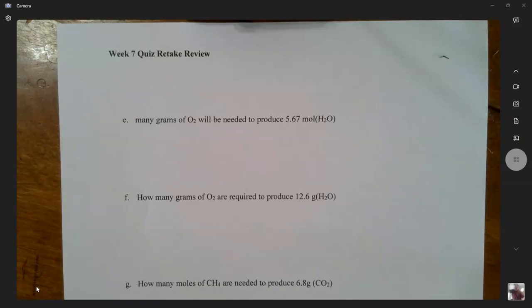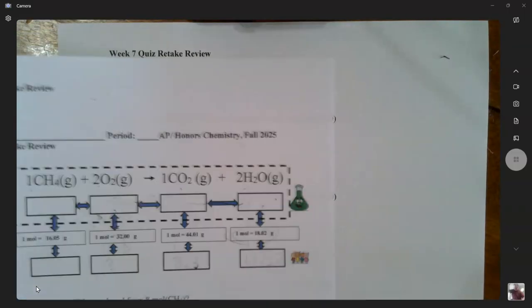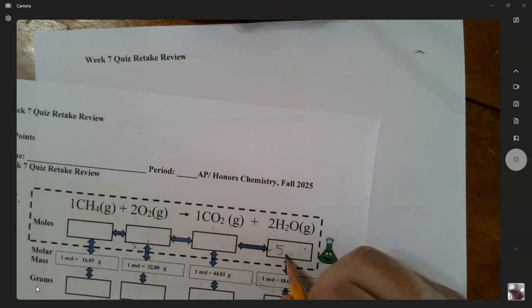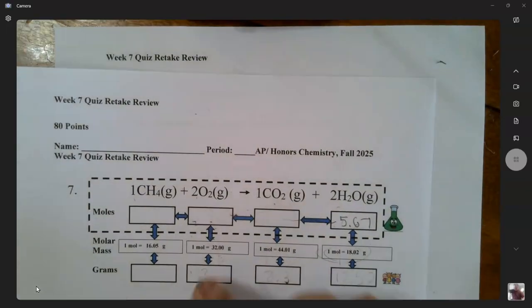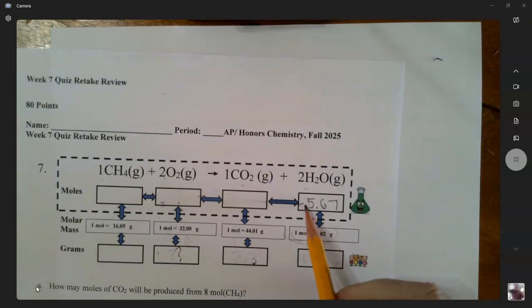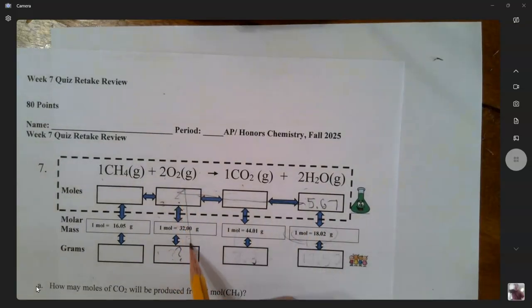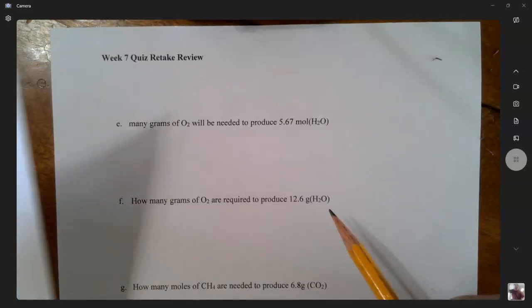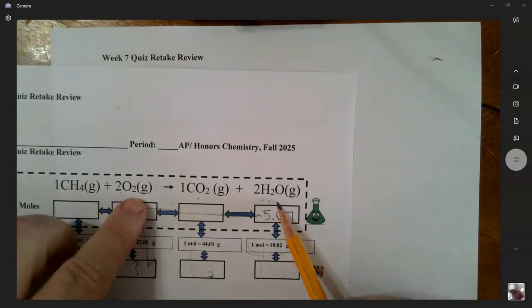Okay, next up, letter E. How many grams of O2 will be needed to produce 5.67 moles of H2O? So over under moles of H2O, we have this, and it's how many grams of O2? So that's going to be down here, and that's a question mark. So we start at 5.67, we come over here and down like that. The first equivalency is going to be 2 moles of O2 equals 2 moles of H2O. Sorry.